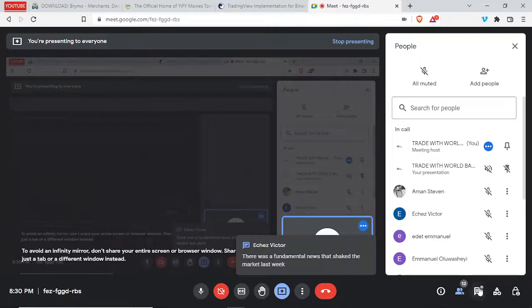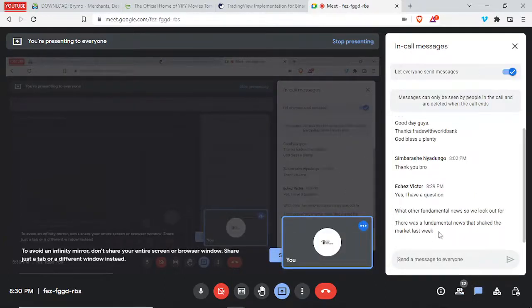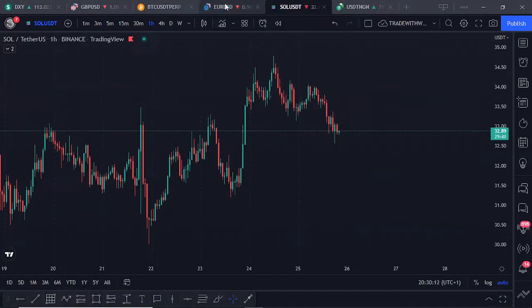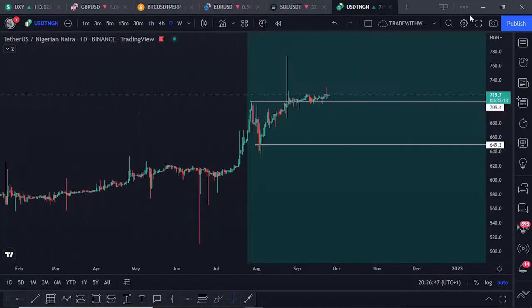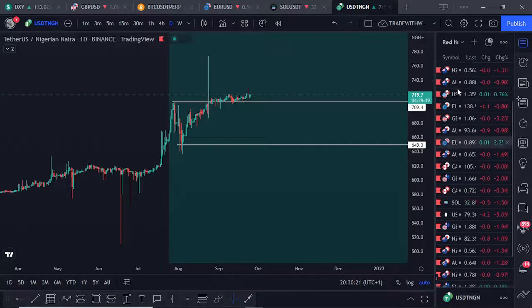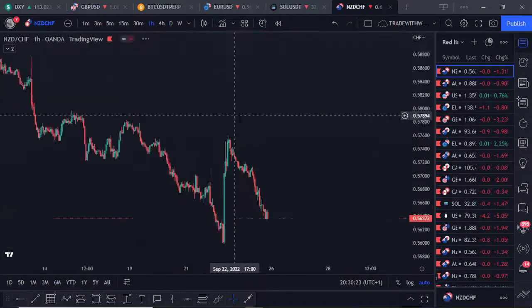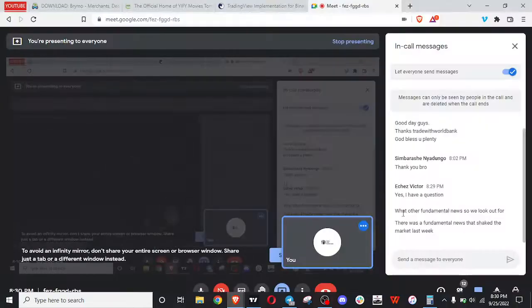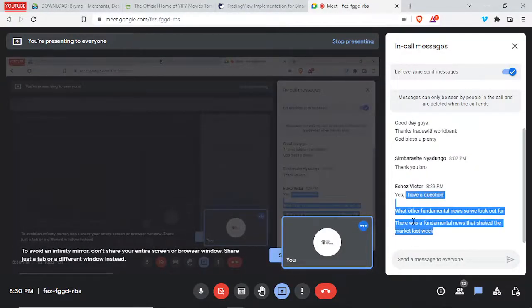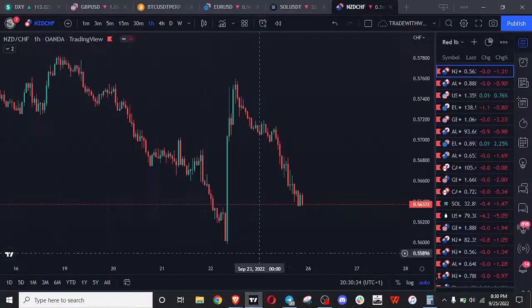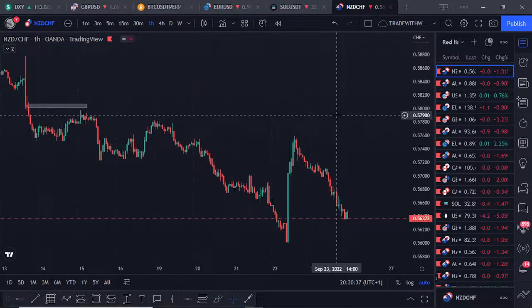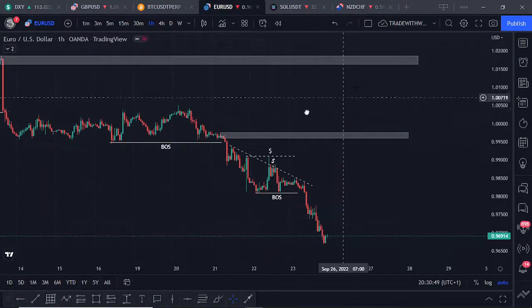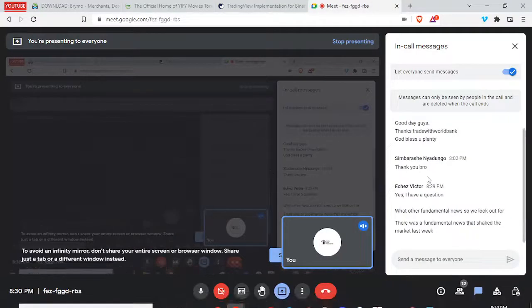So you understand, there was a fundamental news last week. It's probably the interest rate decision, because there was an interest rate decision on CHF. Let's quickly look at a CHF pair here. Yeah, there was an interest rate decision. You can see the move. So there was a lot of news last week. You just know how to watch out for them. Just turn on your high impact news on investing.com and then you should be fine. You know how to avoid them.